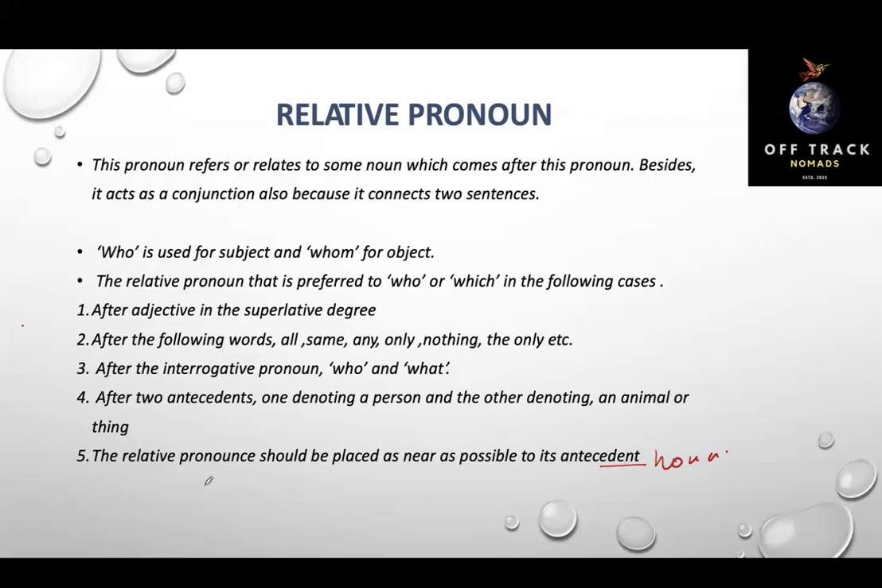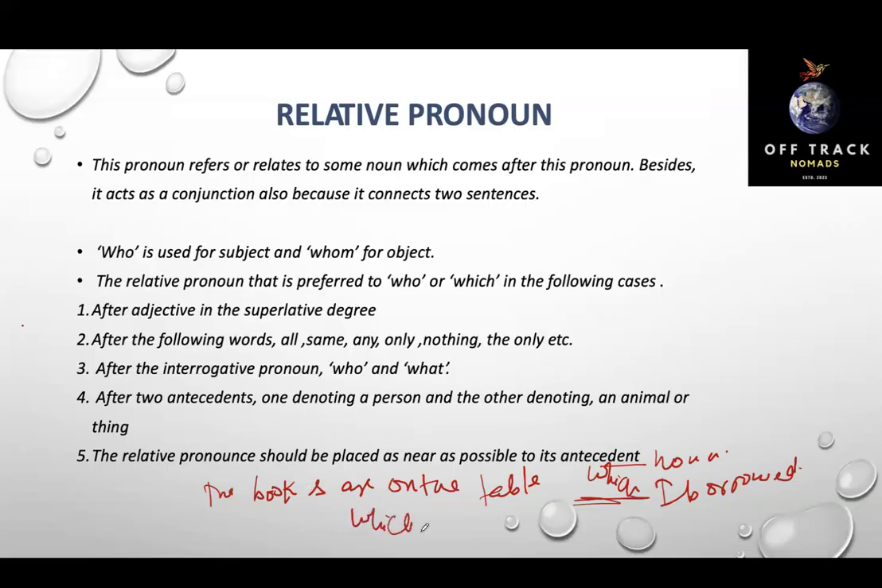I'll give you two examples, the correct one and the wrong one. The books are on the table. The books are on the table, which I borrowed. Instead of writing which so far away from the noun, I could have said the books which are on the table. Yeah, the books which I borrowed are on the table. Okay, change this and keep this near the noun.